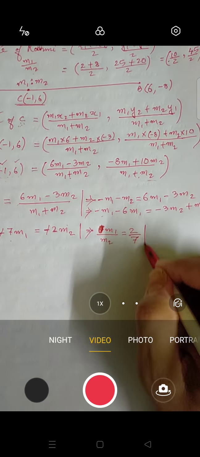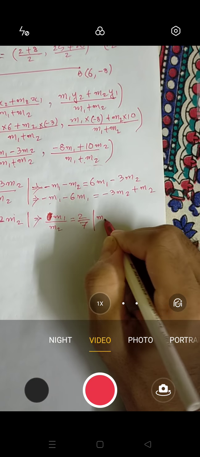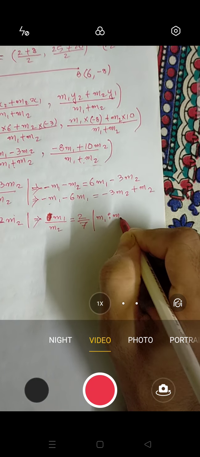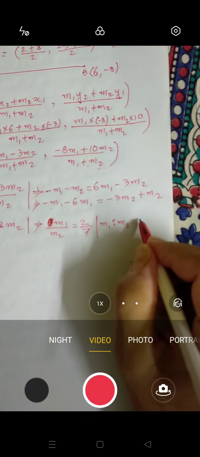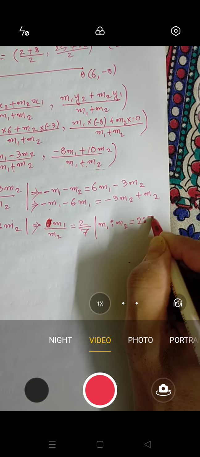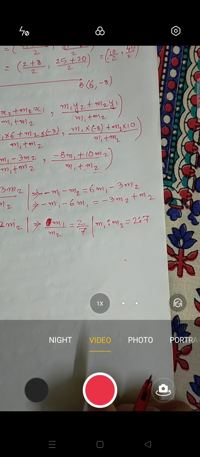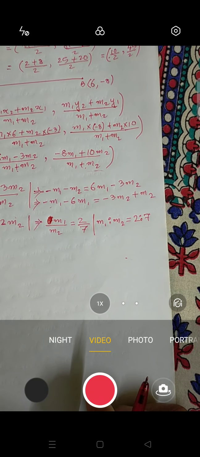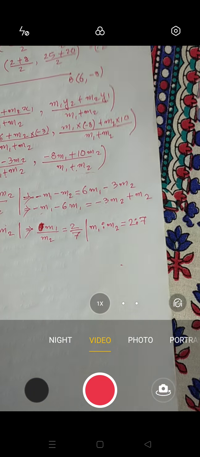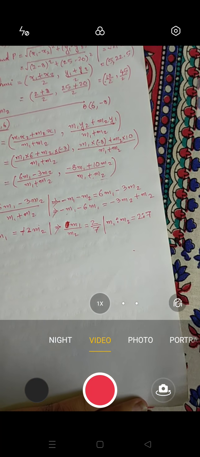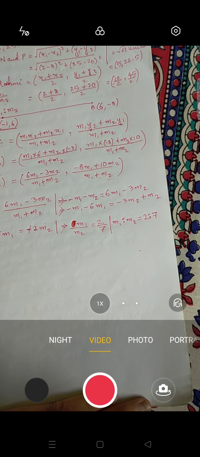The next step, m1 is to m2, this is a ratio, equals to 2 is to 7. That's all. So m1 is to m2 equals to 2 is to 7. That is your ratio. Okay, so our ratio is 2 is to 7.